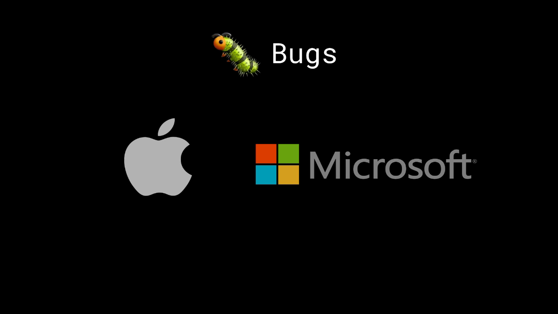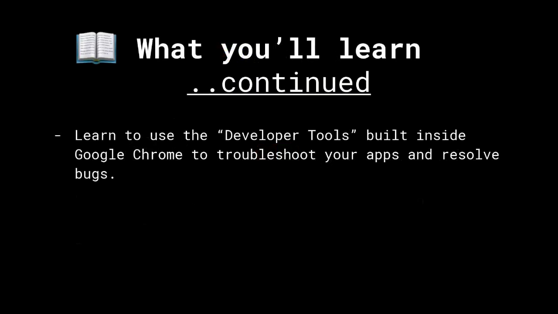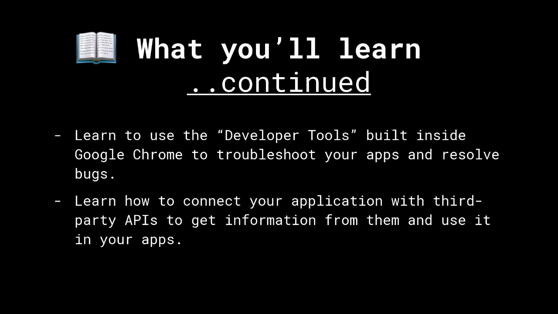Don't iPhones have bugs? Don't Microsoft products have bugs? They're the technology giants. They build technologies. So it's a great realization for us to have that bugs are normal. It's our job as a developer to understand these errors and learn how to fix them. I will also show you how to use the dev tools built inside Google Chrome to troubleshoot your apps and resolve bugs. You will learn how to connect your apps with third-party APIs and get information from them and use it in your apps.